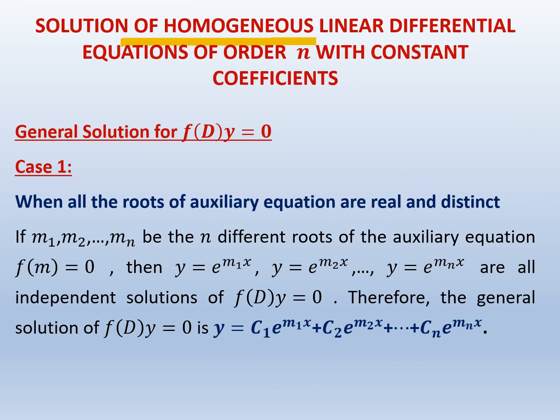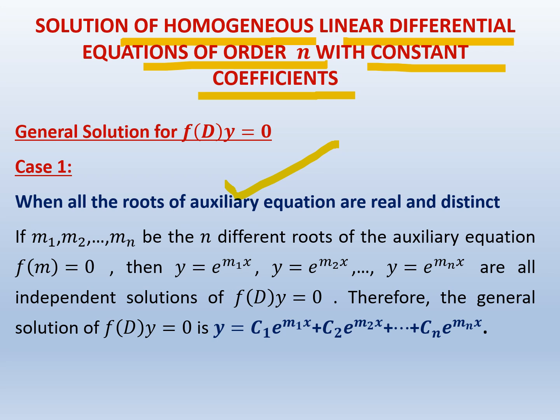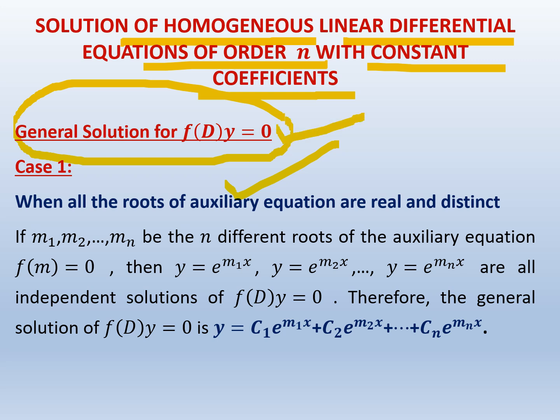To solve a homogeneous linear differential equation of order n with constant coefficients, one first solves the auxiliary equation to determine roots. Now, based on the nature of roots, we can find general solution for f of D y equals 0. Here, f of D y equals 0 is the symbolic form of homogeneous linear differential equations of order n with constant coefficients. Let's begin with case 1.